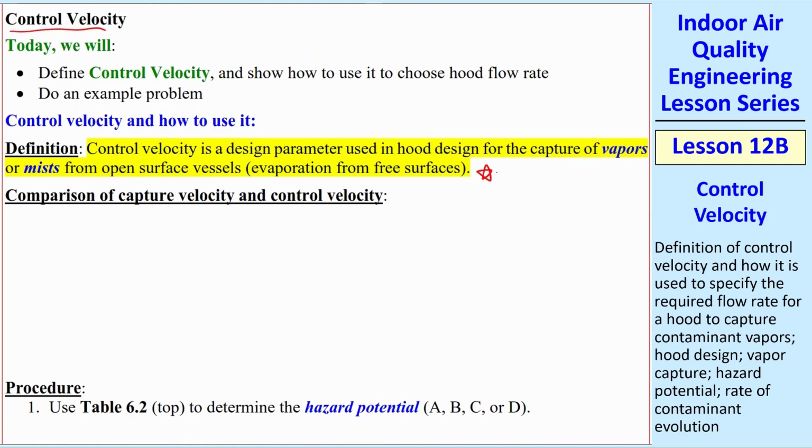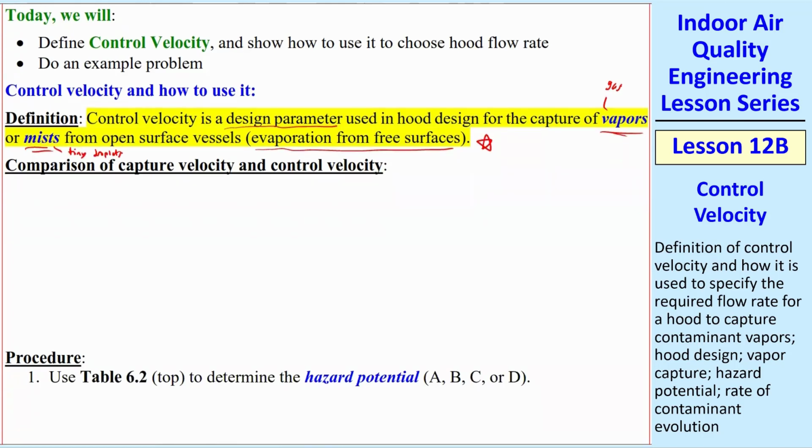It's a design parameter used in hood design, just like capture velocity was. But this is for the capture of vapors or mists, not of particles. And it's from evaporation from free surfaces. The difference between vapor and mist: a vapor is a gas and a mist is tiny droplets.